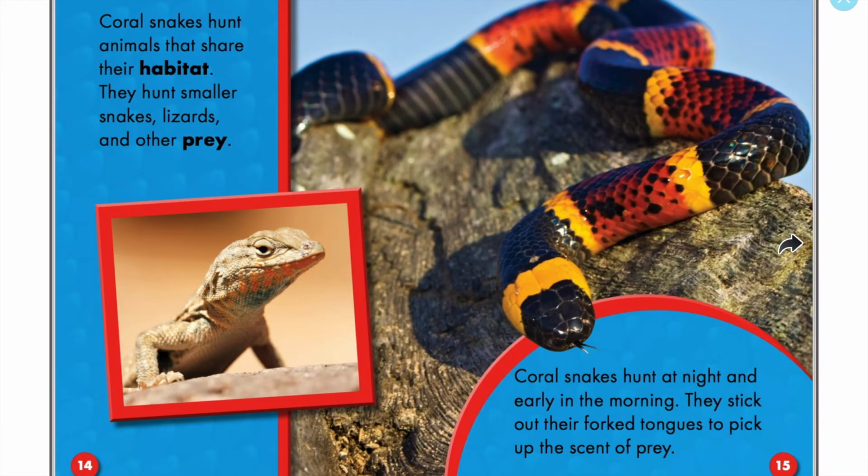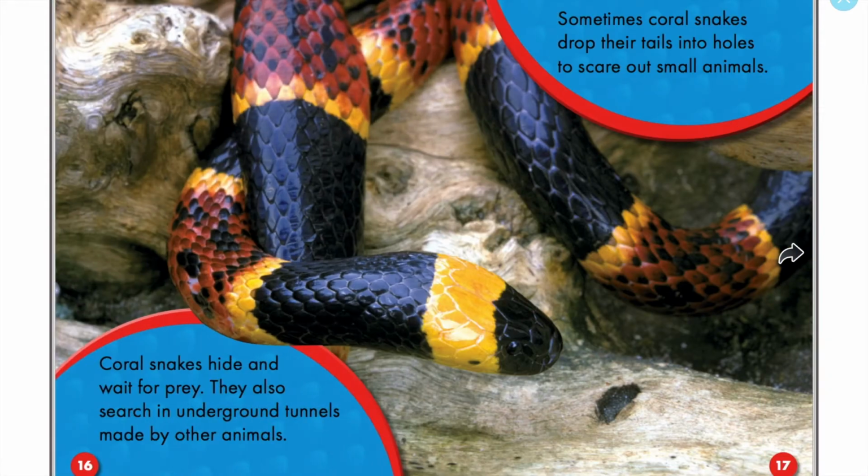Coral snakes hunt animals that share their habitat. They hunt smaller snakes, lizards, and other prey. Coral snakes hunt at night and early in the morning. They stick out their forked tongues to pick up the scent of prey. And if you look at his head, you can see his tongue looks like it's split. Coral snakes hide and wait for prey. They also search in underground tunnels made by other animals. Sometimes coral snakes drop their tails into holes to scare out small animals.